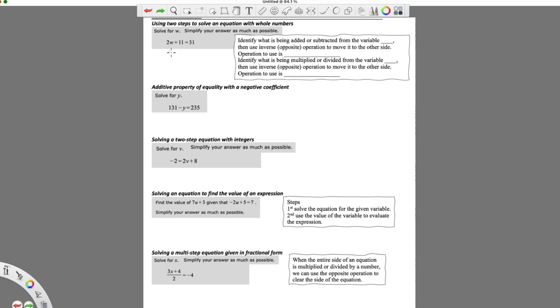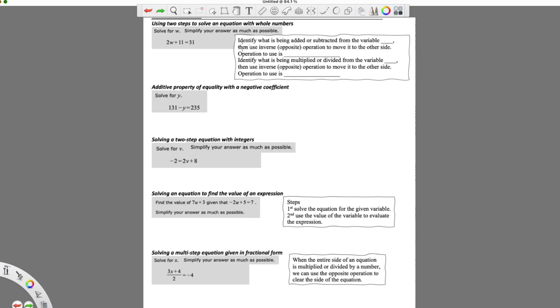W is multiplied by 2. I want to unmultiply by 2. There was 11 added to this doubled W, so I want to subtract 11, because I want to go back to the beginning. What was W before all these things happened to it? Okay. So identify what is being added or subtracted from the variable.